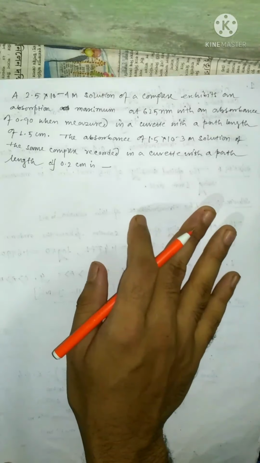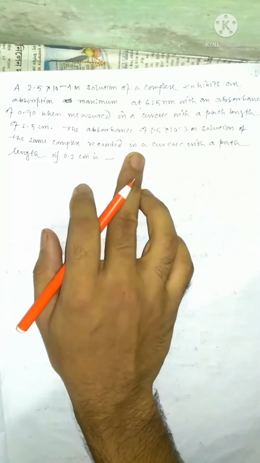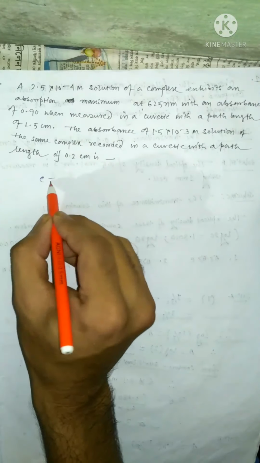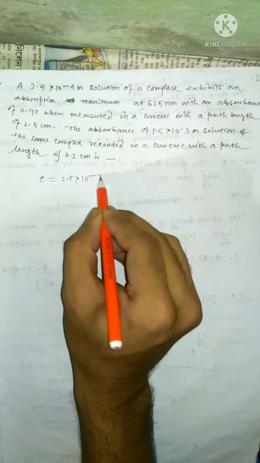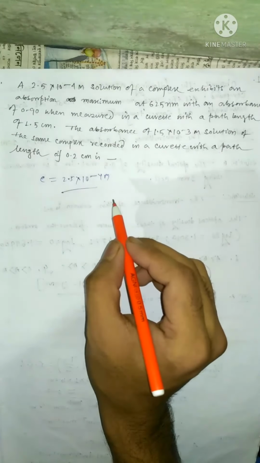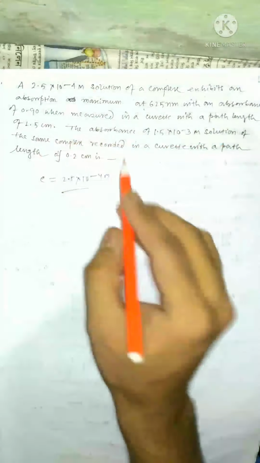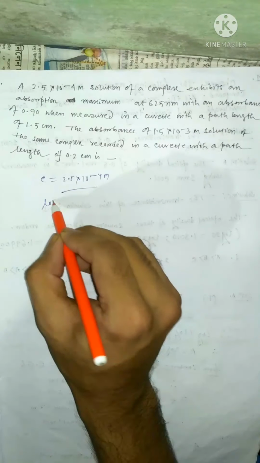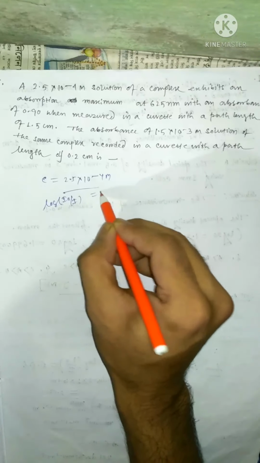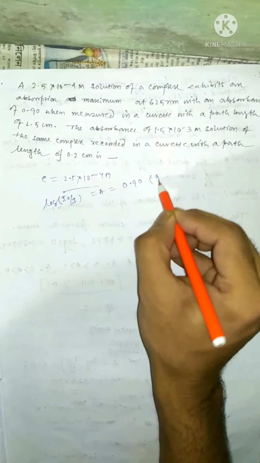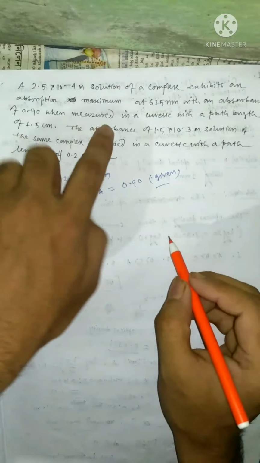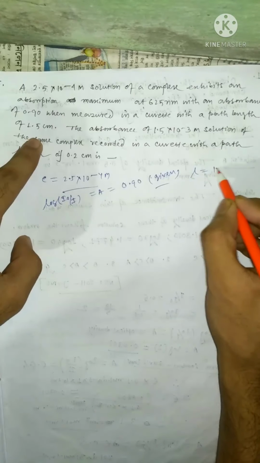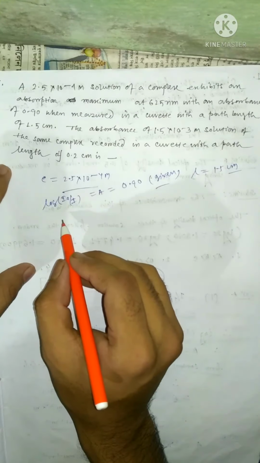So the next question is the same. Concentration 2.5 into 10 to the power minus 4 molar is given, and absorbance A equals log I naught by I equals 0.90 is given, measured in a cubic cell with path length 1.5 centimeter.